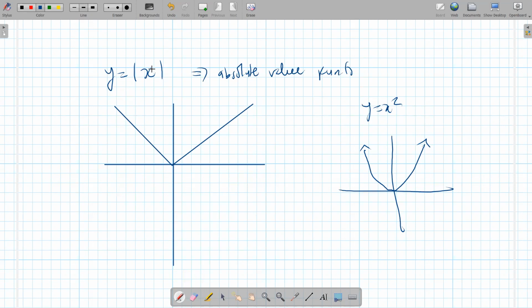So what could be the domain and range of the absolute value function? The domain would be infinite and the range would be equal to or greater than 0. Perfect. There we go.